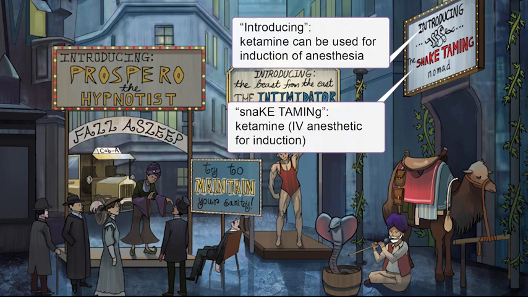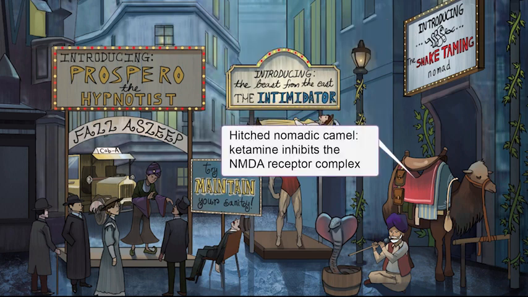The mechanism of action of ketamine is complex, but the major effect is probably produced through the inhibition of the NMDA receptor complex. Inhibition specifically is illustrated by this nomad's camel hitched, or inhibited, if you will, to the post next to him.